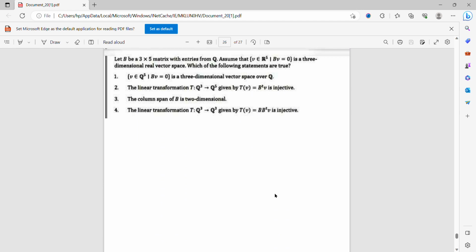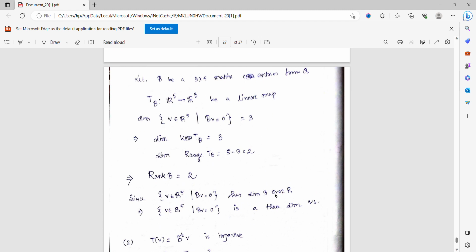Let B be a 3 cross 5 matrix with entries from Q. Assume that {v belongs to R^5 such that Bv = 0} is a three-dimensional real vector space. So which of the following are true? Here B is a 3 cross 5 matrix with entries from Q, right?